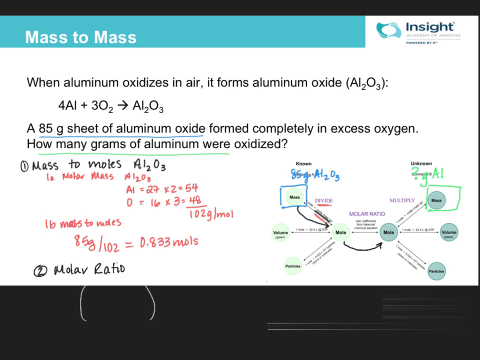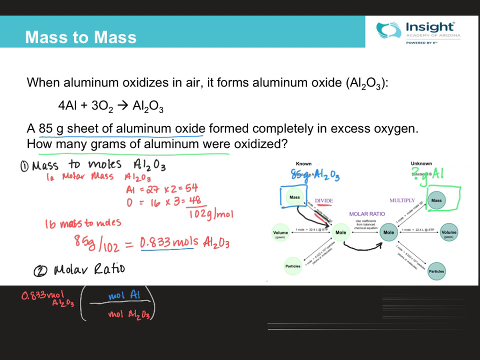I'm going to set up my parentheses. What's going to go on the outside? That's going to be my known, and my known amount in moles. Oh, and I should have written down that this was Al2O3 here. So 0.833 mole Al2O3, which means that moles of Al2O3 goes in the bottom. That way they'll cancel. On top, we're going to put moles of aluminum because that's what my question needs me to solve for.